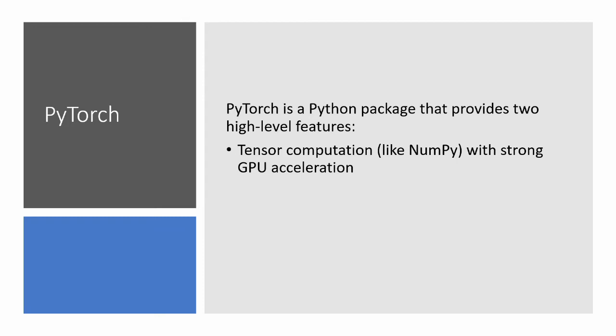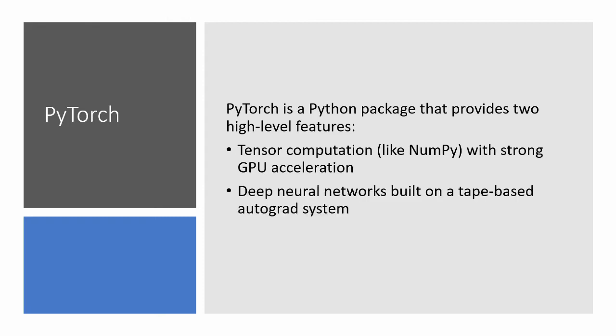And the first one is tensor computation. So this is the ability to do maths on high-dimensional equivalents of matrices. And it also has GPU acceleration, so things can happen very quickly. The other one is neural networks based on this tape-based system, which is slightly different to other ways of doing automatic differentiation, but that's a very useful thing that it provides.